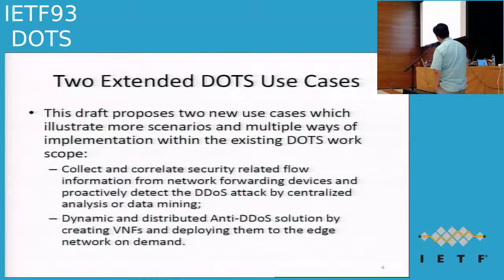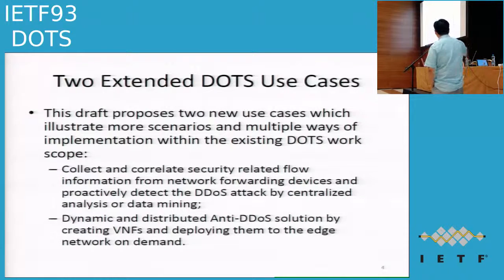For the implementation, we think it can be under the current DOTS work scope. The first one is that we collect and correlate the security-related flow information from network forwarding devices, for example, the router and switch. Based on this information and centralized data mining or analysis, we can proactively detect the DDoS attack this way. I think this is a future trend. And the second use case is we use the dynamic and distributed anti-DDoS solution to create anti-DDoS VNFs, and deploy them to the edge of the network on demand.